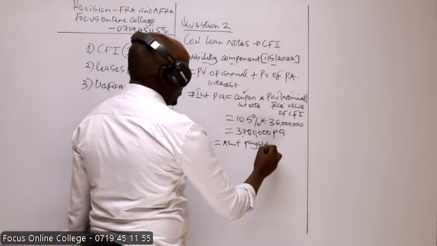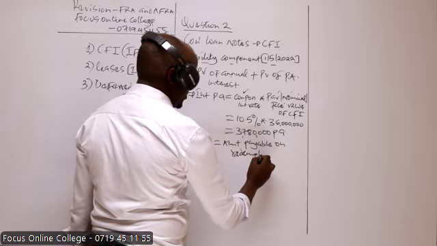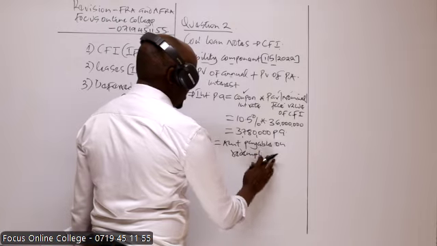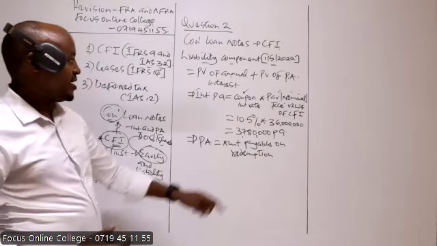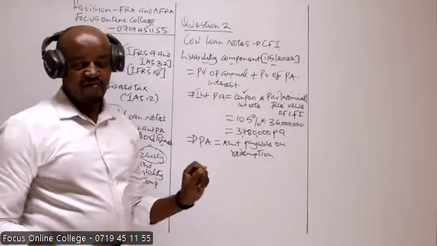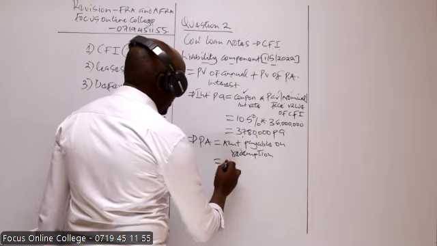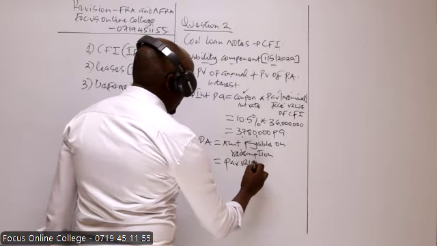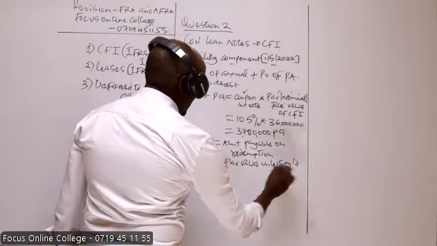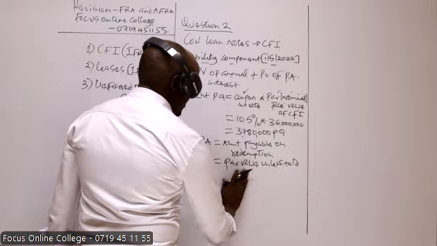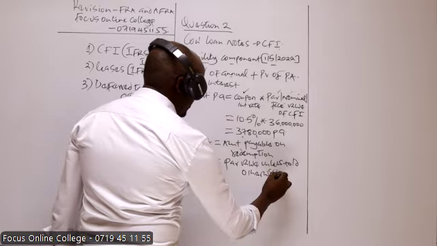The amount payable on redemption. We say that this particular amount payable on redemption is always equal to the par, the nominal, or the face value, unless told otherwise. So can we check what you're told in our question?